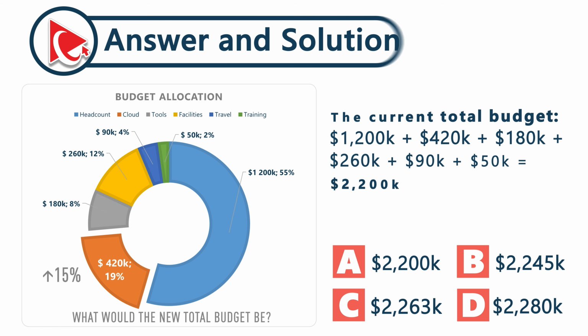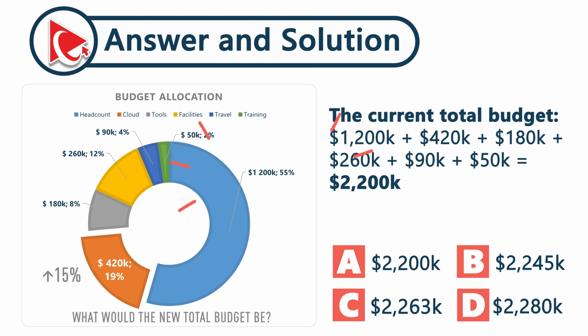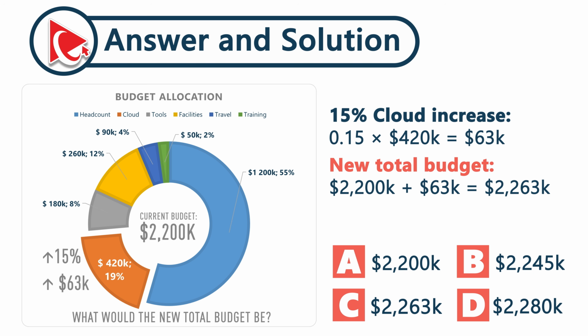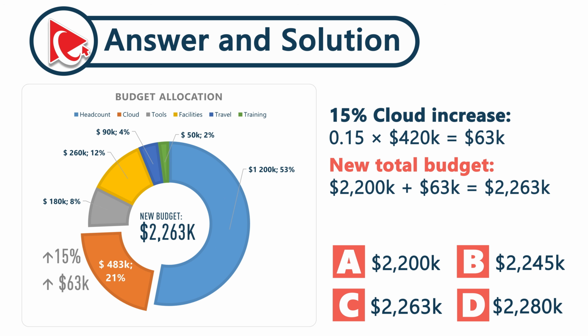Let's first calculate the existing total budget. 1200K plus 420K plus 180K plus 260K plus 90K plus 50K equals 2200K, which is ultimately 2.2 million. A 15% increase on the cloud is 0.15 multiplied by 420K equals 63K. So the new total becomes 2200K plus 63K equals 2263K. And the correct answer here is choice C.